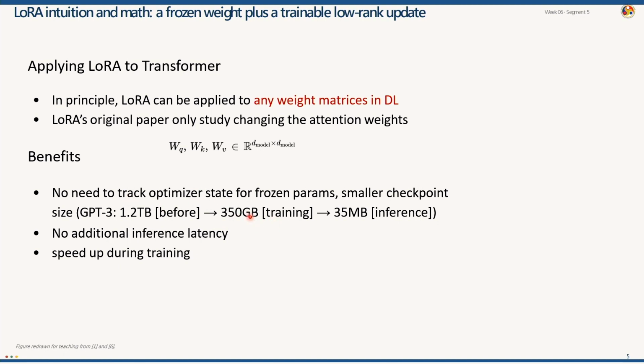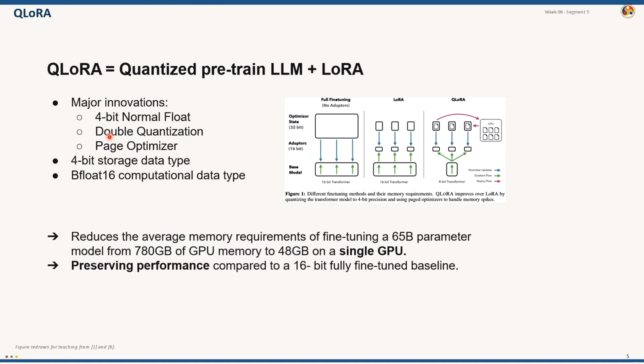You can see how much reduction we can achieve after applying LoRA, and for inference we can reduce even further, because obviously you do not need to store the activations, gradients and other framework auxiliary values. Here there is no additional inference latency, and you can achieve speedup during training also. And as I said, the major innovations of QLoRA were 4-bit NormalFloat, double quantization, and paged optimizers. So there are a few specifics.